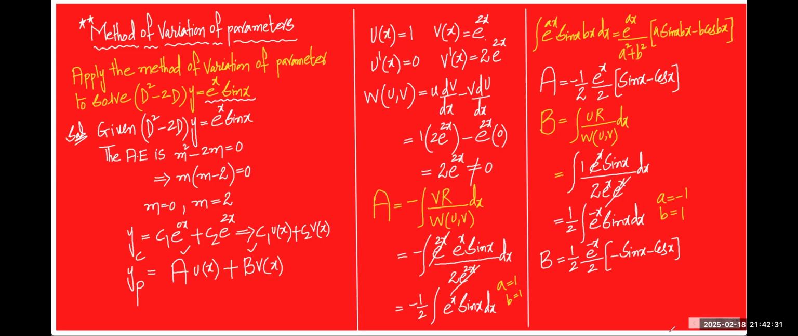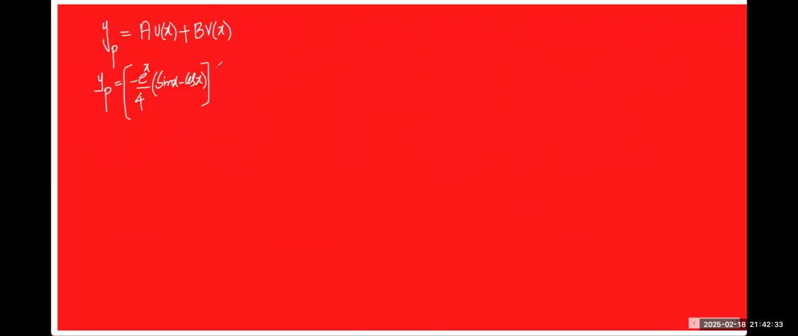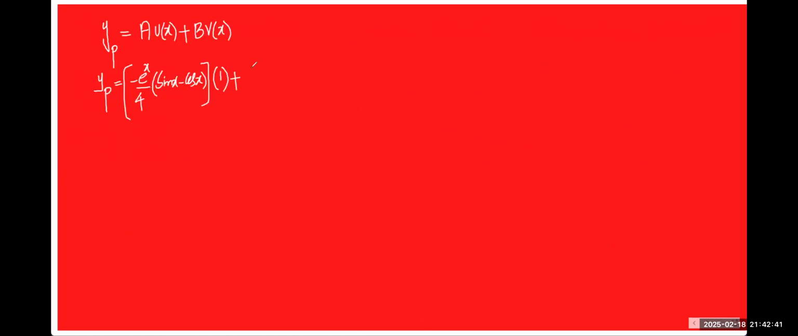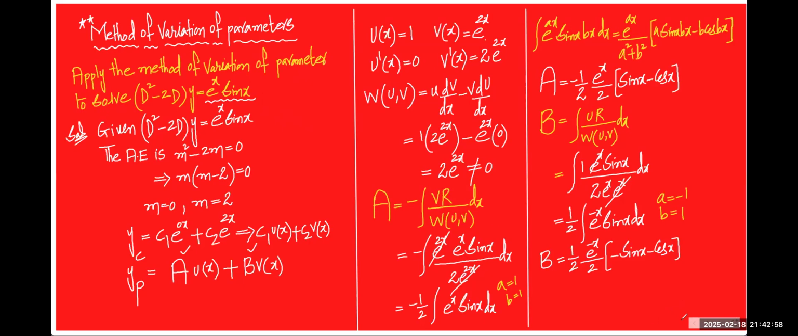U of x value is 1, plus B value, e power minus x by 4, into minus sin x minus cos x.